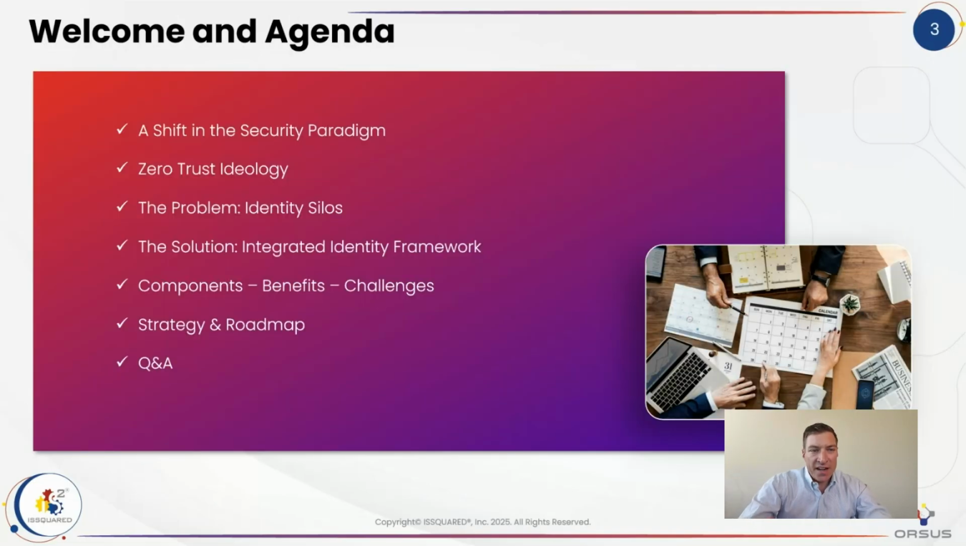As we go throughout our agenda here, we'll start with a shift in the security paradigm and what that looks like and how zero trust ideology has been built into that. We'll talk about the problem with identity silos and the solution of integrated identity and what that looks like, the components, the benefits, the challenges. We'll talk a little bit about roadmap, and we'll end with some Q&A. If you do have questions, feel free to toss those out into the chat. We want to make this very conversational, but again, we will make time at the end, so please let us know. So let's get started.